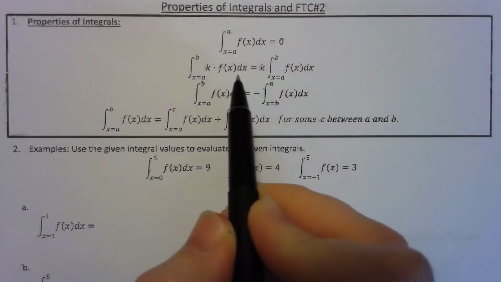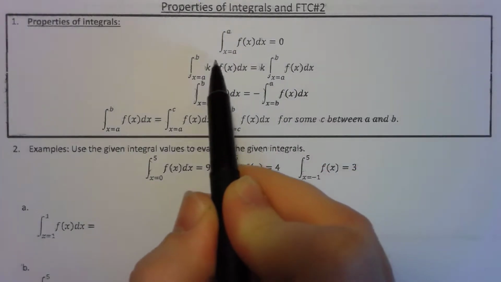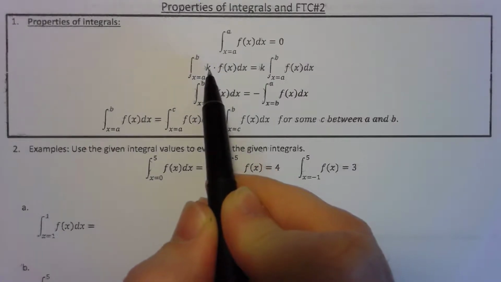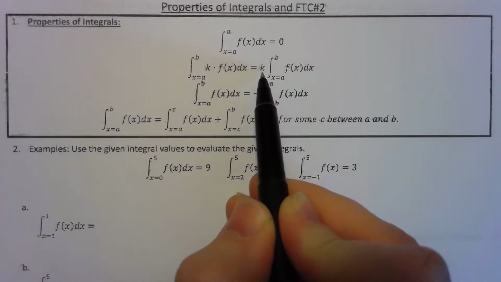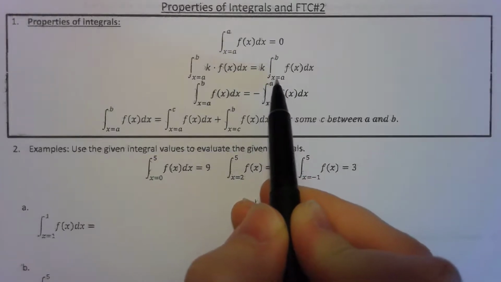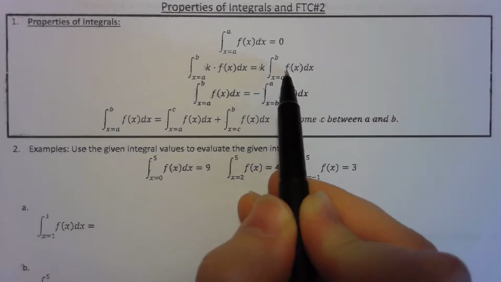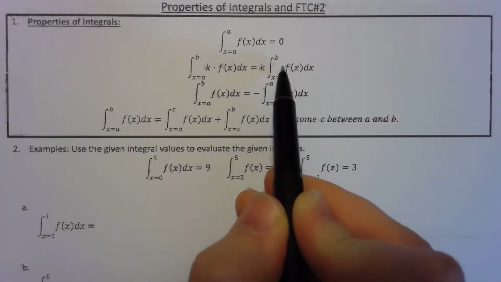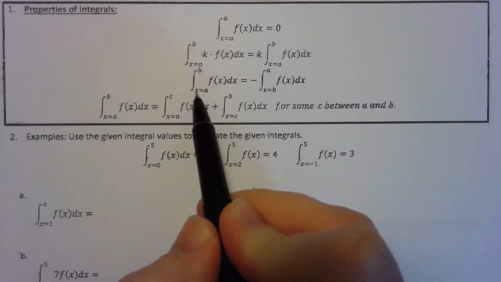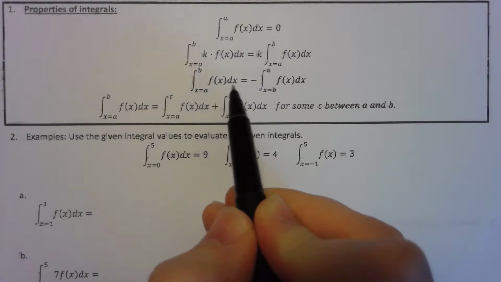The second property here tells us that if I have some kind of constant multiplied by a function, just like with the summations, that constant can be pulled out of the integral. And again, these bounds are not important in terms of what they are. It's just a matter of if there's a constant inside the function multiplied by that function, that constant can be pulled out.